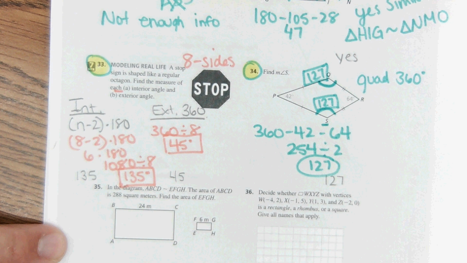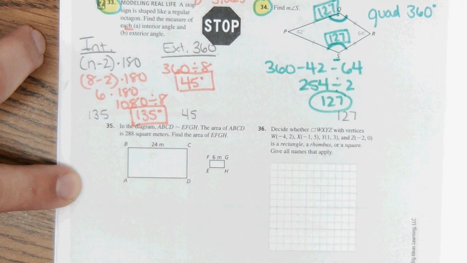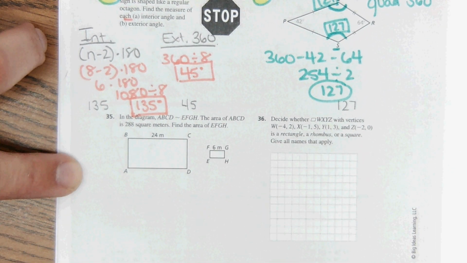So we can subtract these two angles and then divide whatever we have left by 2 to get each of those. So 360 minus 42 minus 64, we get 254. And then divide that by 2 to get each of those, which comes out to 127. So measure of angle S, 127. And this would also be 127 as well.